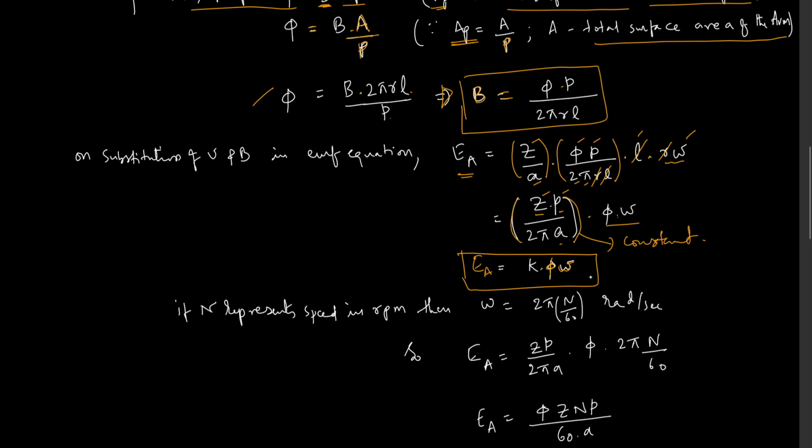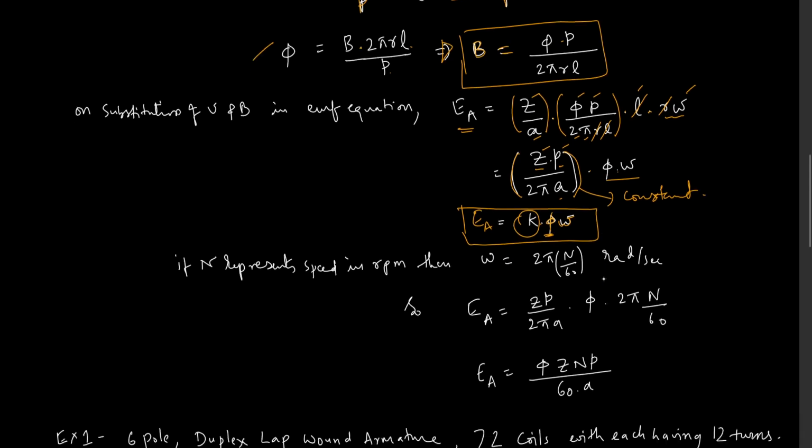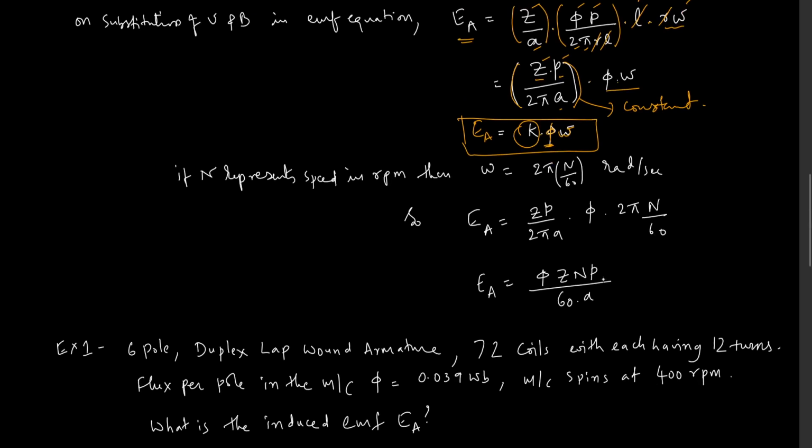So the armature induced EMF per circuit is proportional to the flux per pole multiplied by the speed at which it is rotating, multiplied by this constant. But we know the angular velocity: if capital N is the revolution in RPM, revolutions per minute, then N by 60 is the revolution per second, multiplied by 2 pi radians gives radians per second. So I am expressing omega in terms of N.